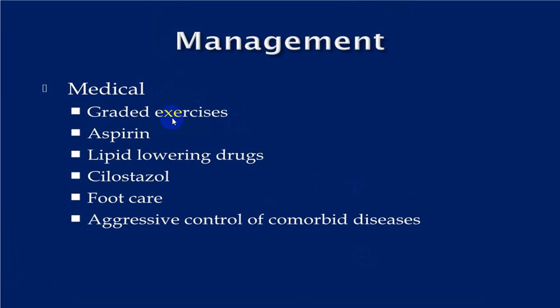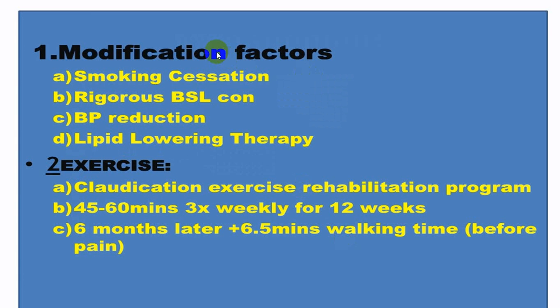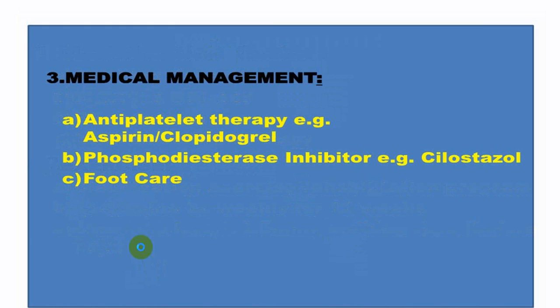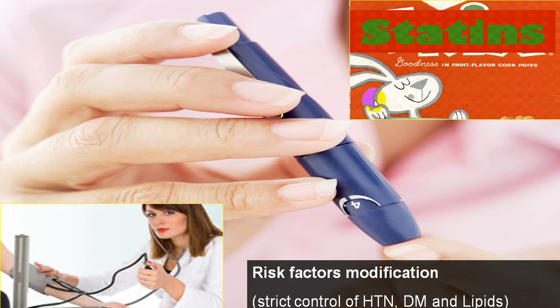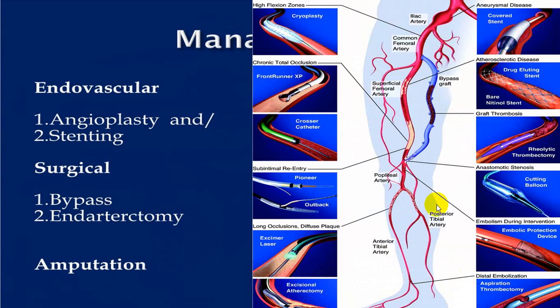So usually graded exercise, aspirin, lipid lowering, cilostazol, foot care, and aggressive control of comorbid conditions like diabetes, hypertension, etc. These are all modifiable risk factors which you have to control. Exercise, medical management by dual or single antiplatelet therapy, cilostazol, foot care, etc. Lipid lowering drugs, and rigid control of hypertension, diabetes, and lipids should be done.